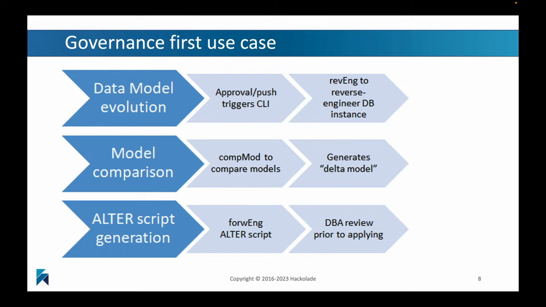Based on the difference between what we have just approved and what we have in production, we can generate this alter script that is then forward engineered so that a DBA can review it before they apply it. The first 5 steps here can all be automated. As soon as the individual data modeler pushes the button and releases the new version of the model, all of the reverse engineering can be done automatically, the comparison can be done automatically, the delta model generation can be done automatically, the alter script generation can be done automatically. It's just the review and the application of the alter script that then would have to be done manually.